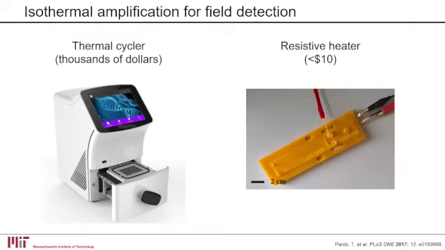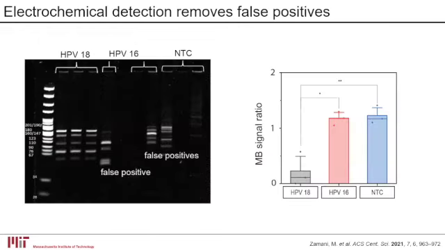So basically at a single temperature, you can amplify your nucleic acids exponentially. And normally, for those of you who have done PCR, you have to use a fancy piece of equipment such as a thermal cycler. These cost thousands of dollars. Because LAMP happens at a single temperature, you can do it with a resistive heater. But one of the downsides to LAMP, and why it's not used more prevalently, especially for sensing in low resource settings, is that you get false positives.